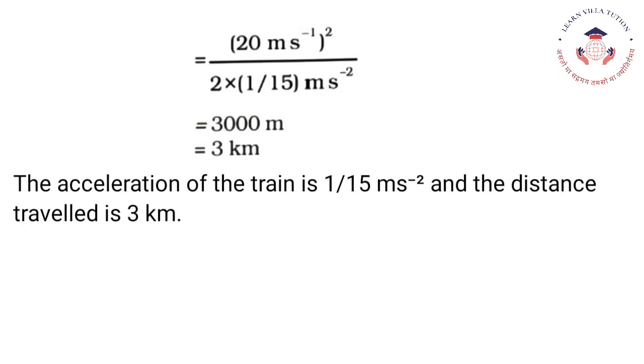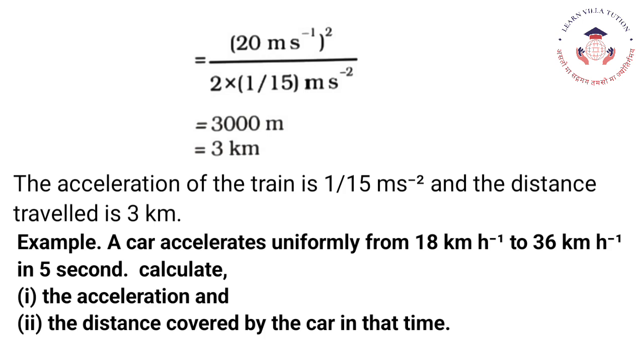The acceleration of the train is 1 upon 15 meter per second square and the distance travelled is 3 kilometer. Example. A car accelerates uniformly from 18 km per hour to 36 km per hour in 5 seconds. Calculate the acceleration and the distance covered by the car in that time.